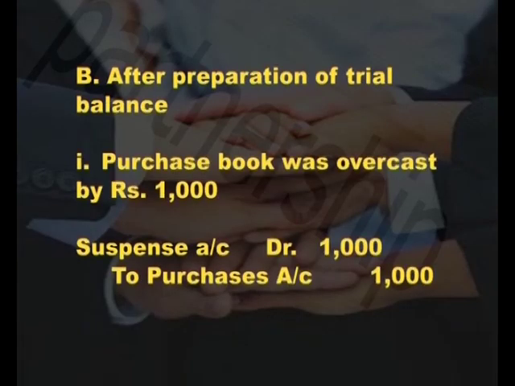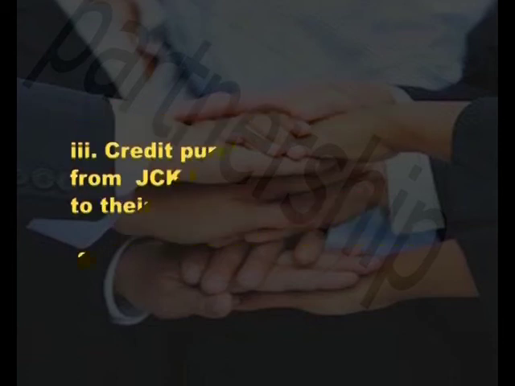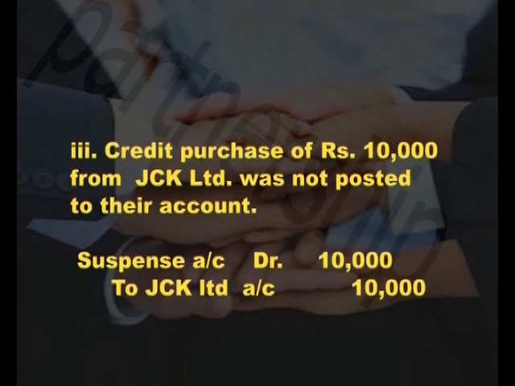Now second, after preparation of trial balance. The first one, purchase book was overcast by rupees 1,000. Suspense account debit to purchases account by rupees 1,000. Second one, sales book was undercast by rupees 2,000. Sales account debit 2,000 to suspense account rupees 2,000. The third one, credit purchase of rupees 10,000 from JCK Limited was not posted to their account. Suspense account debit rupees 10,000 to JCK Limited account rupees 10,000.